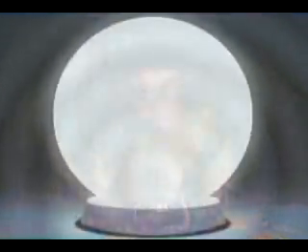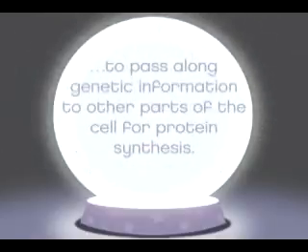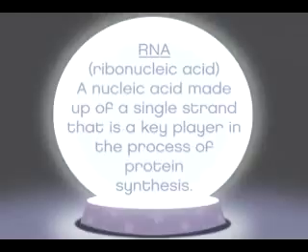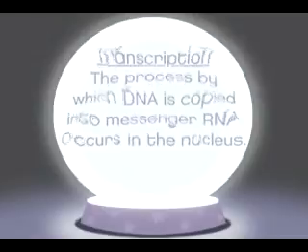Just get familiar. DNA, or deoxyribonucleic acid, is a molecule that is shaped as a double helix and that has the ability to replicate itself in order to pass along genetic information to other parts of the cell for protein synthesis. RNA, or ribonucleic acid, is a nucleic acid made up of a single strand that is a key player in the process of protein synthesis. Transcription is the process by which DNA is copied into messenger RNA. It occurs in the nucleus.